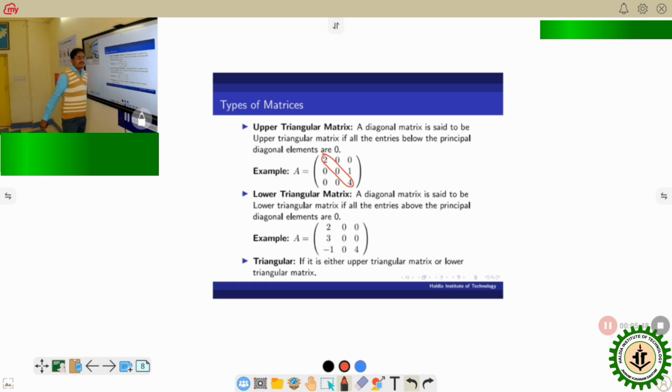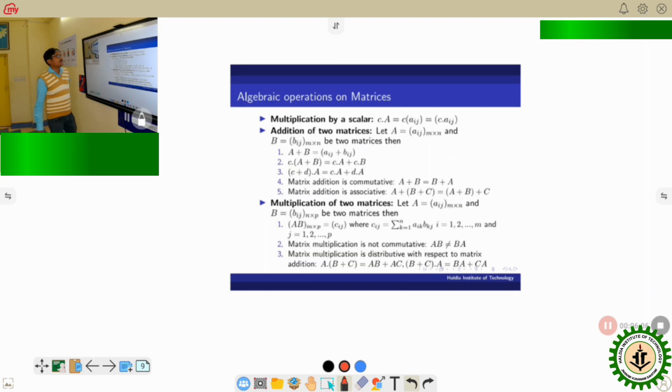Similarly, lower triangular matrix: if all the entries above the principal diagonal are 0, it is called a lower triangular matrix. And a triangular matrix is one that is either upper triangular or lower triangular. Next, we give some algebraic operations on matrices. Actually, all these concepts we have already studied in class 12. So we recapitulate these concepts once again before we start the concept of rank.